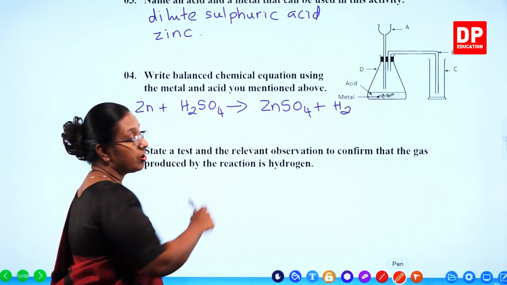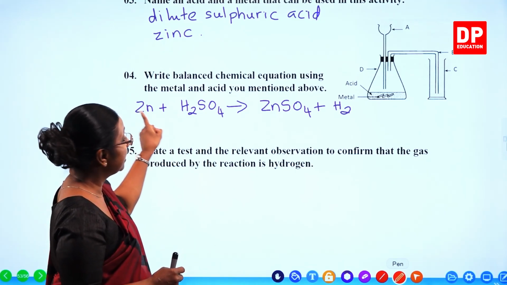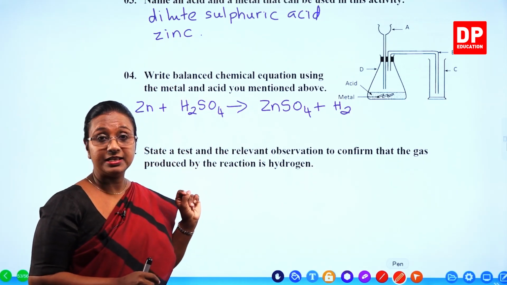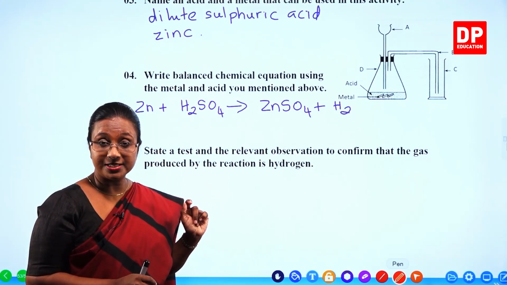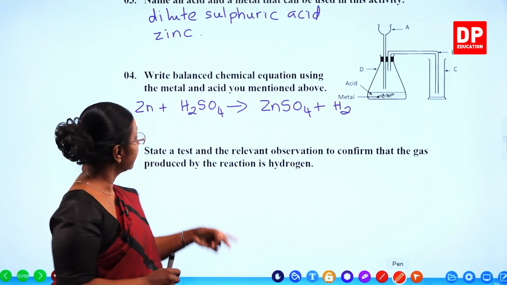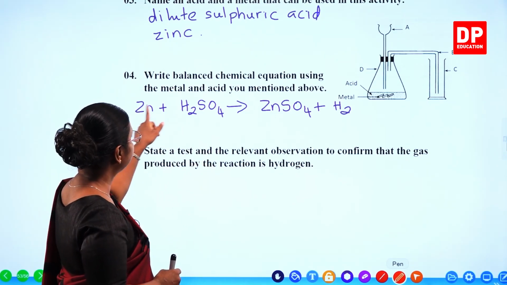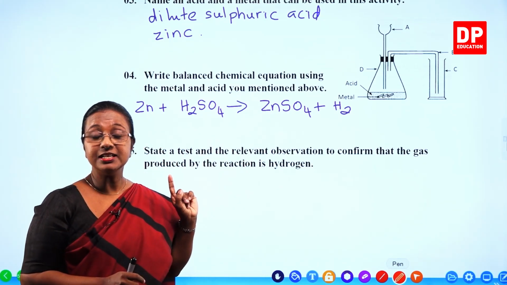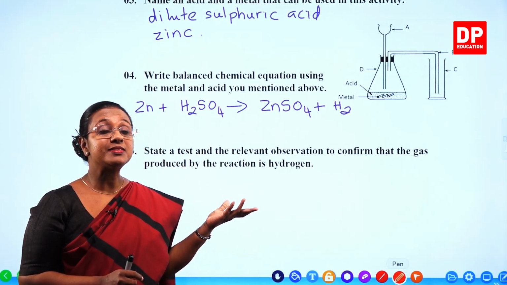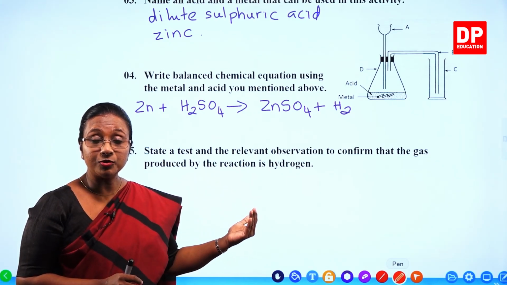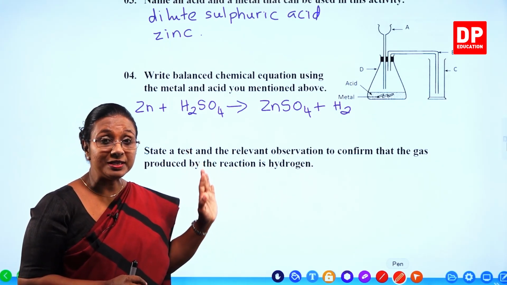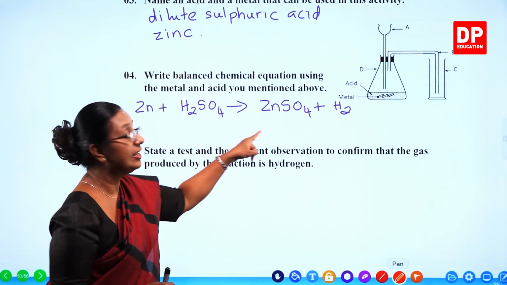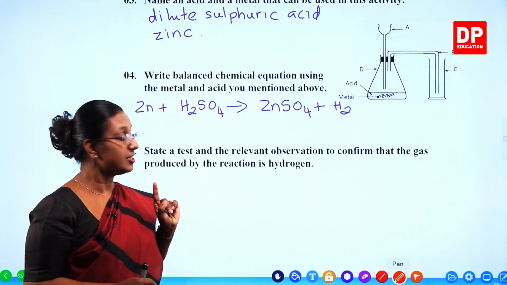And also students, you all know if you take magnesium, it also reacts in the same manner with sulfuric acid. Here you will get magnesium sulfate evolving of hydrogen gas. If you take hydrochloric acid, then what will be the difference? Zinc plus hydrochloric acid, you will get zinc chloride and hydrogen gas. Same way magnesium plus hydrochloric acid, magnesium chloride and hydrogen gas. You are familiar with all those reactions, students. So according to what you write here, you will need to write the balanced equation there.